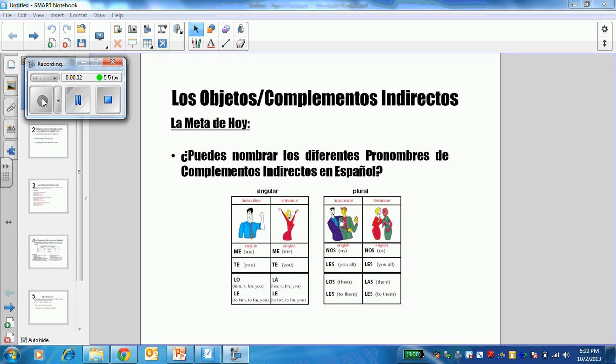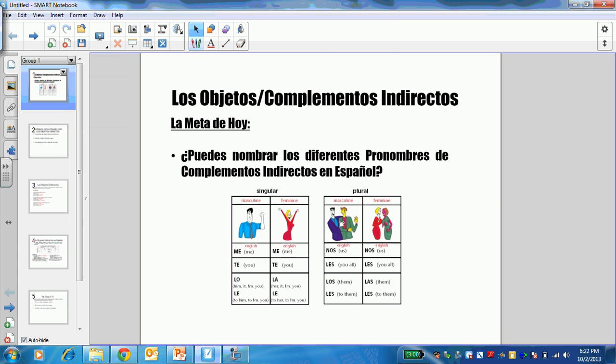Ok, hola estudiantes. Hoy en clase vamos a mirar un PowerPoint, una presentación de los objetos complementos indirectos. Por favor, saquen sus hojas de metas. Vamos a mirar los objetos indirectos hoy en clase. Y nosotros tenemos una meta hoy en clase. Por favor, un minuto, van a escribir esta meta.